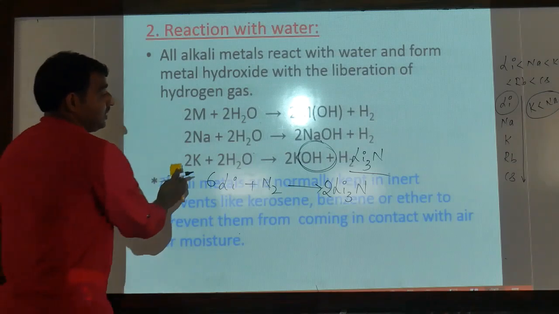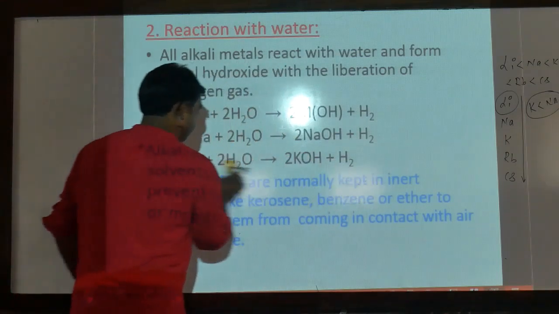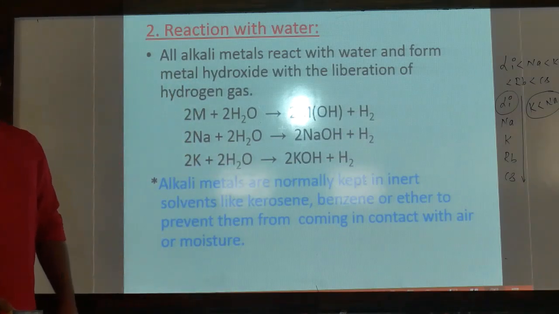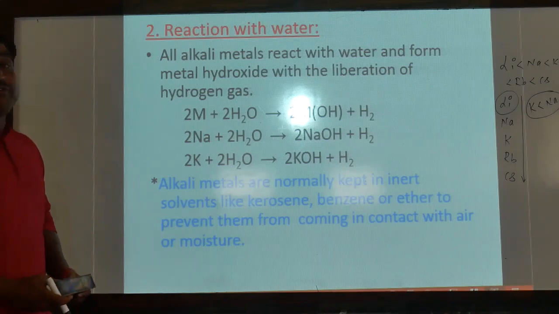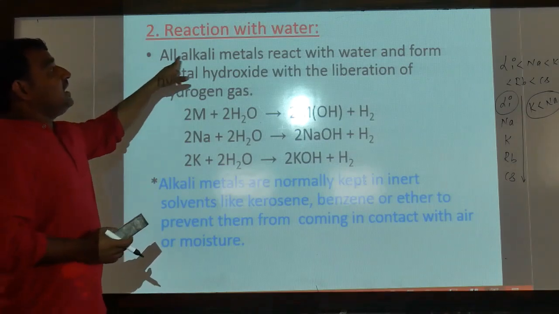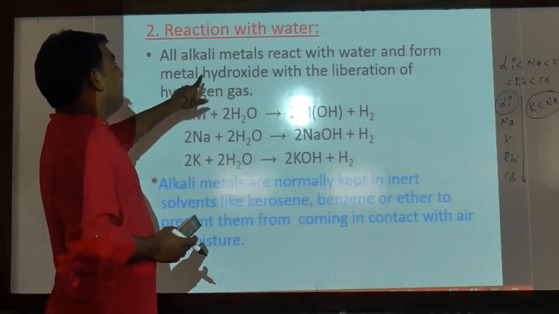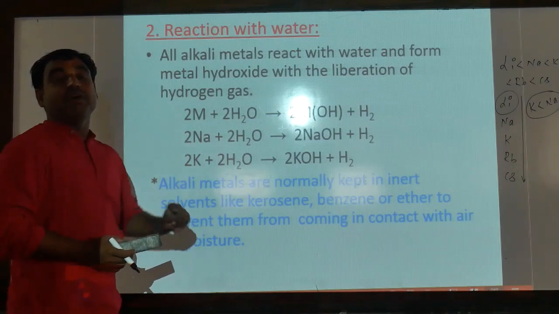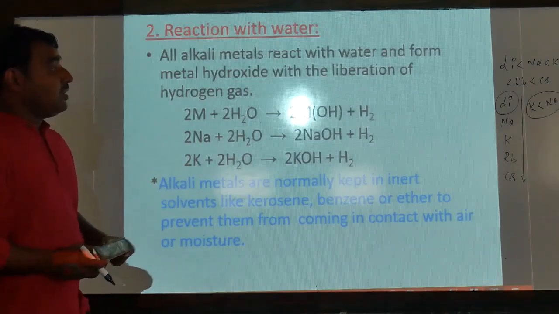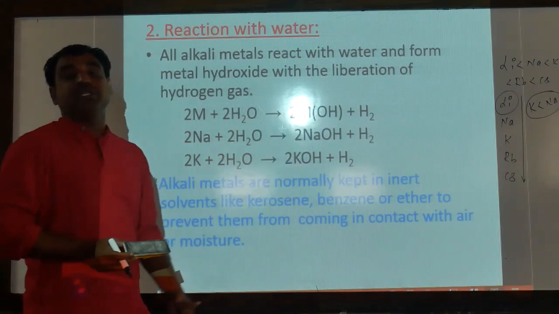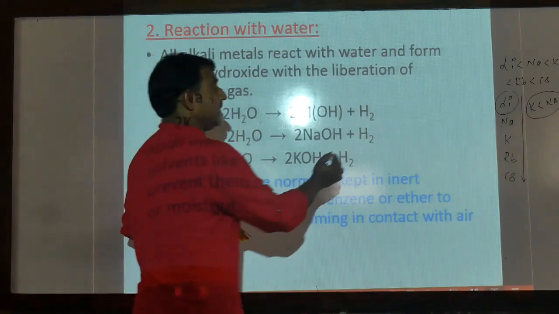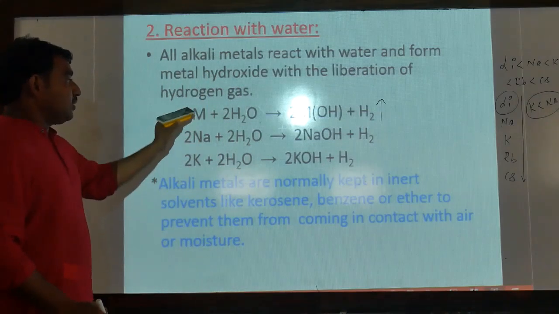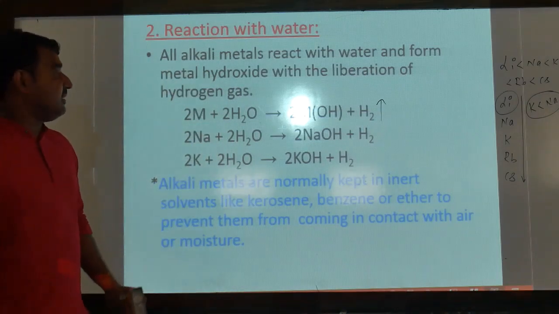And the second chemical property of the first group elements is reaction with water. When it reacts with water, what type of products will be formed? Now we will discuss that. All alkali metals react with water and form metal hydroxide with the liberation of hydrogen gas. When they react with water, the corresponding metal hydroxides are formed along with the liberation of hydrogen gas. Metal here means you can take lithium to cesium, any one of them.